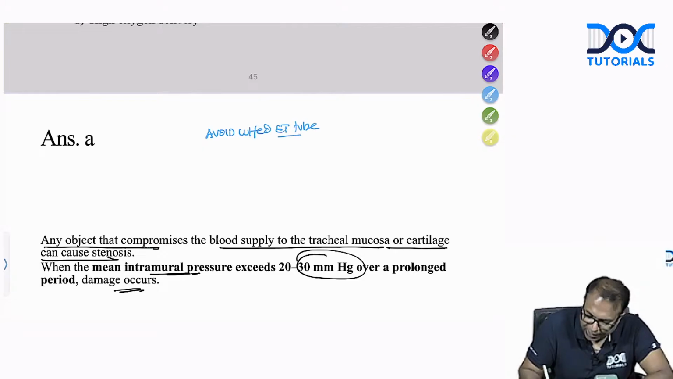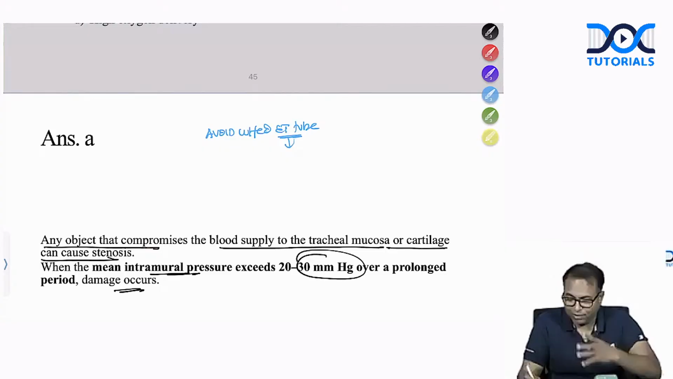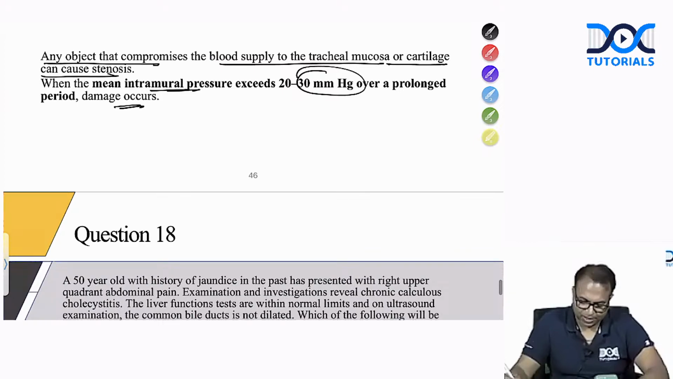So cuffed ET tube, if you are using, you should deflate it very frequently and inflate. Deflate, inflate. That's very important. Avoid cuffed endotracheal tube for these patients.